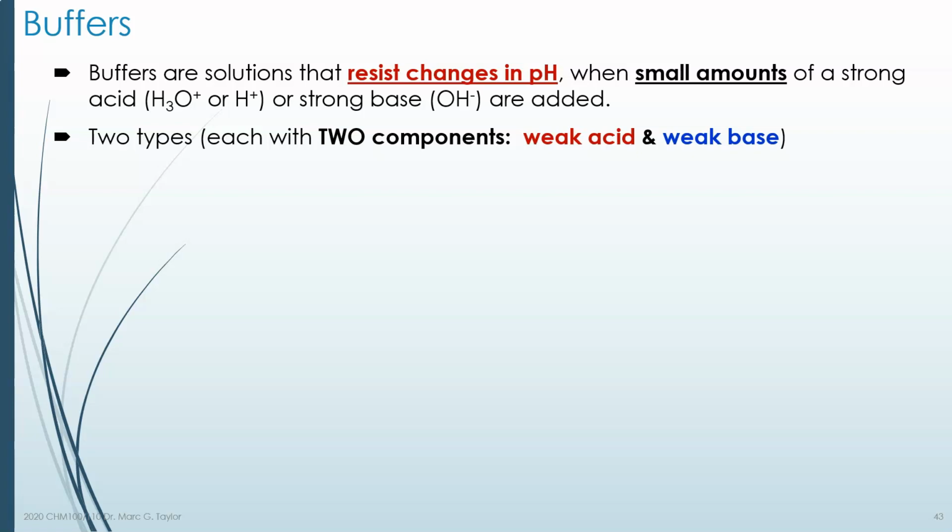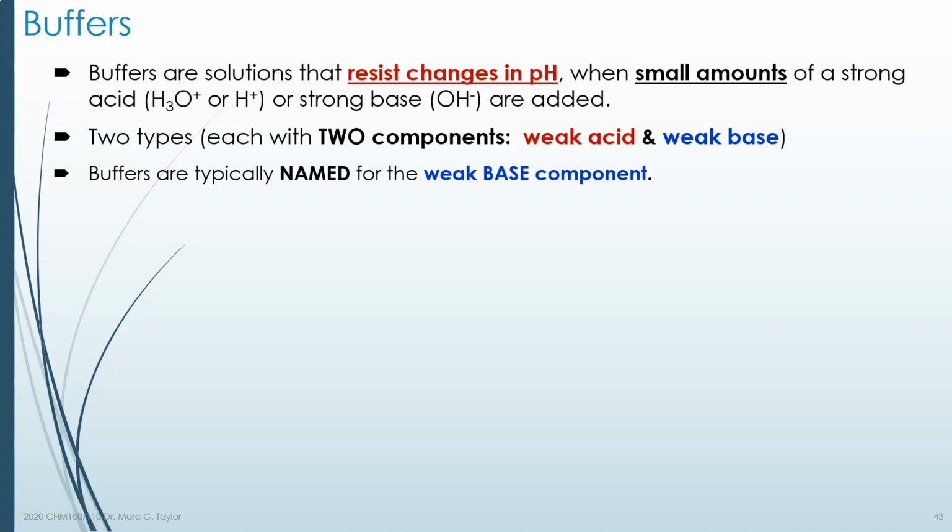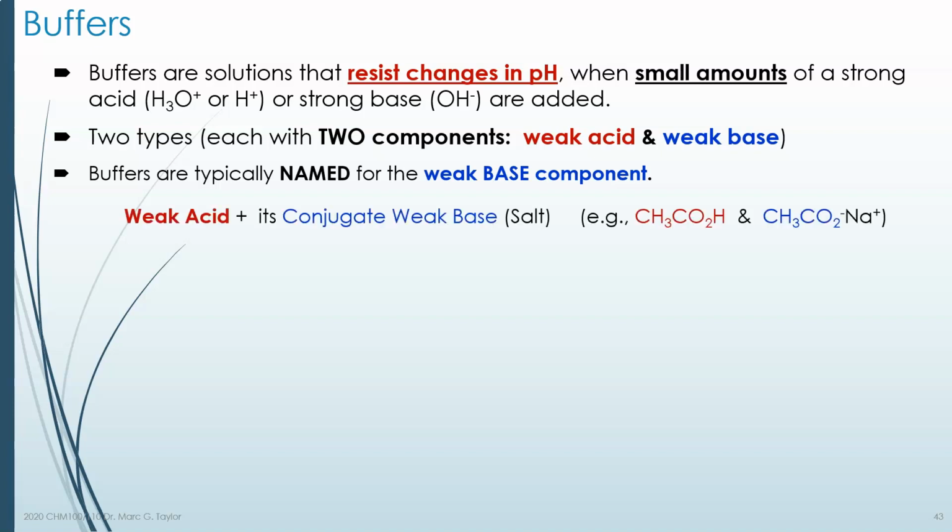So we mix the two together, a weak acid and a weak base, usually by taking the weak acid and its conjugate base, or taking the weak base and adding its conjugate acid. And buffers are typically named for the base component. So they're always going to have two components, a weak acid and a weak base, and we usually name them after the weak base. And we'll go through examples of that later. So one way to make the buffer is to start with a weak acid and add its conjugate base, and that will be a weak base as well.